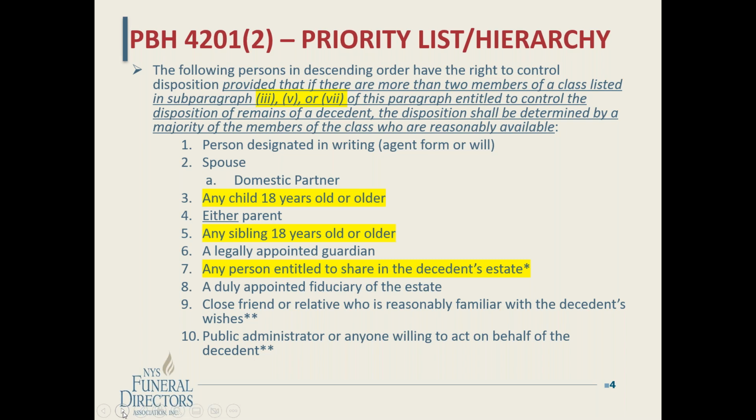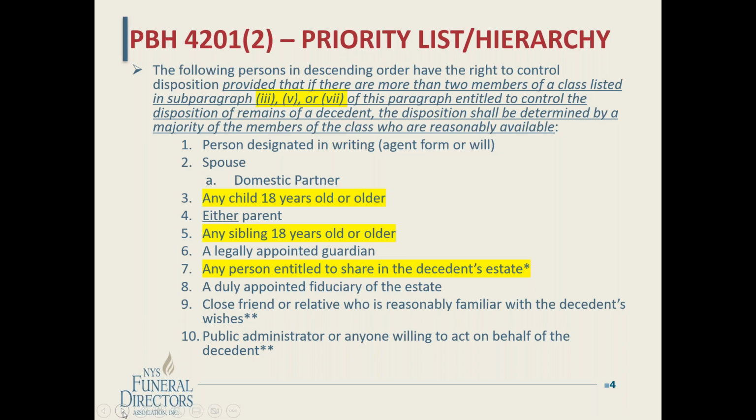Number 3, where it says any child 18 years old or older, just so that you know, stepchildren are not considered children for purposes of the final disposition law. So it's actually got to be someone who is legally adopted or someone who's blood related. Stepchildren are not children who would have rights to control under this law.